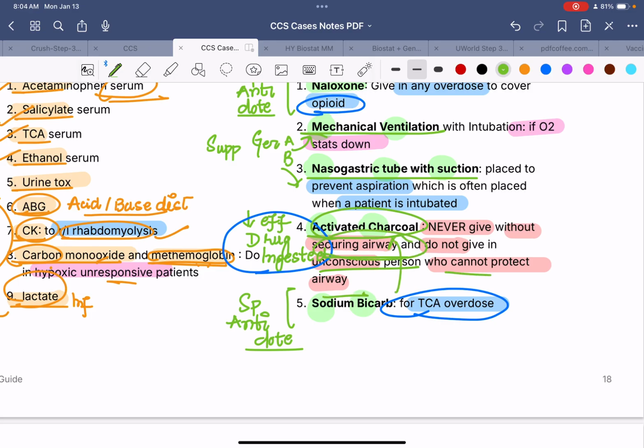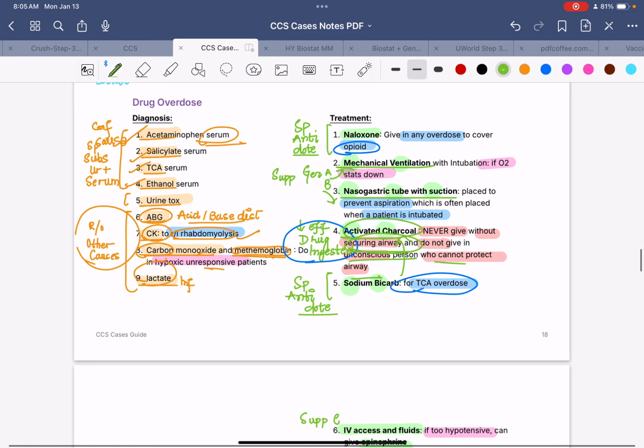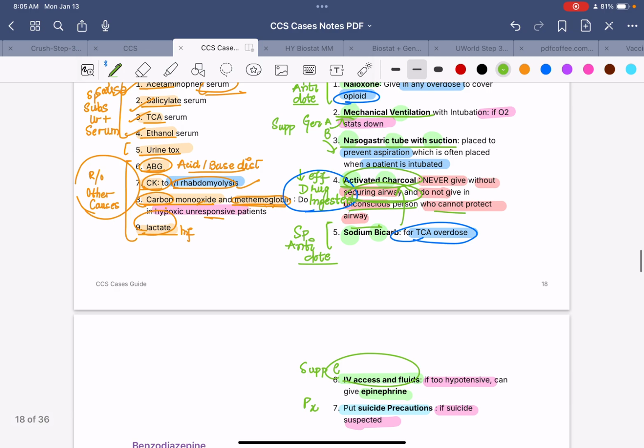But if you have protected the airway, then after NG tubes with suction, you can give him activated charcoal. So this was the general supportive measures, and this was also for circulation. You can also give IV access along with fluids if the patient is hypotensive, and even after the IV fluids, if the patient remains hypotensive, then you can give epinephrine, right? So this was the general supportive measures.